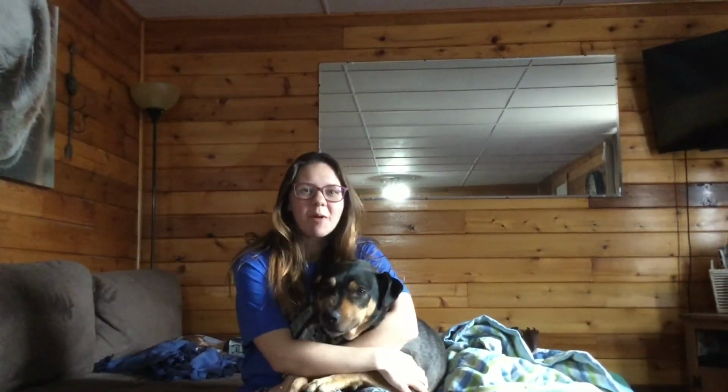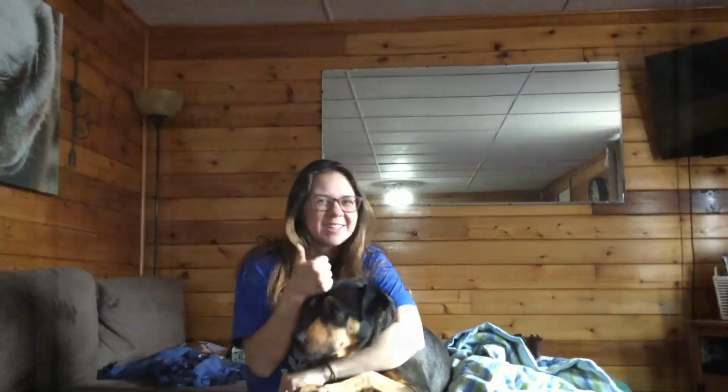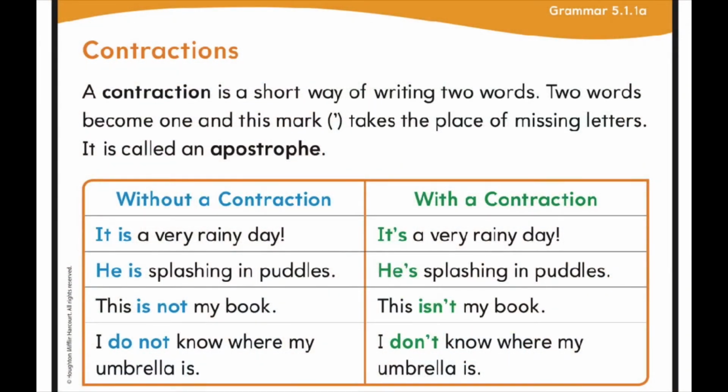We get to take apart words and put them back together, and it's going to be awesome. Are you ready? Let's go. Contractions are just a short way of writing two words. You take those two words and they become one with this little mark called an apostrophe. Here, I'll underline that word, apostrophe. It takes the place of some of the missing letters. Sometimes it's just one letter, sometimes it's two or more.